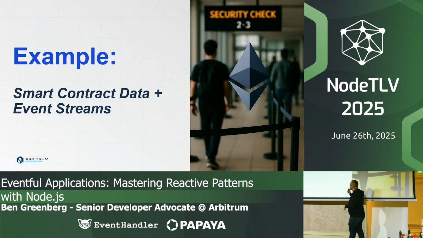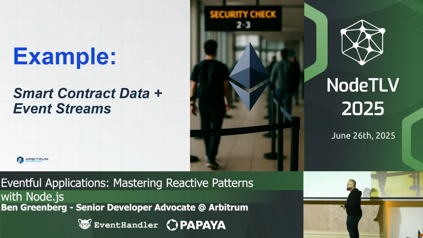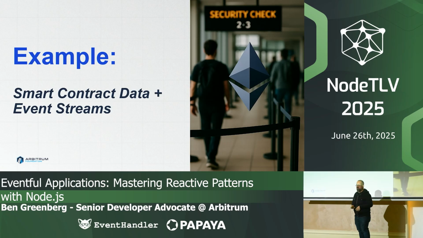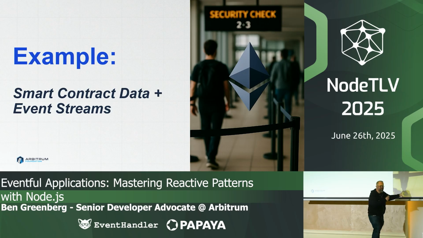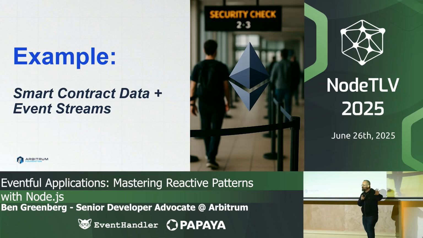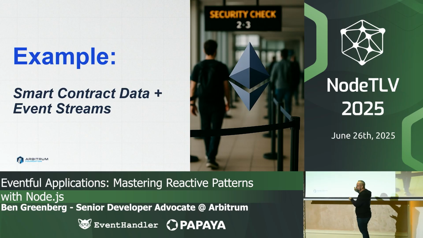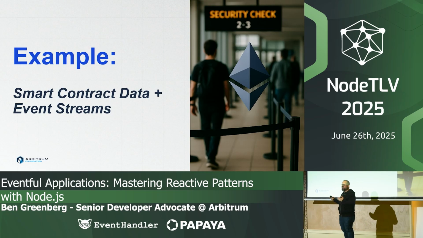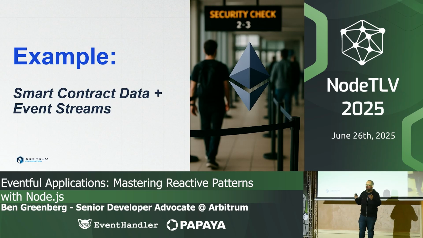Another example, let's say you're dealing with smart contract data and you want to stream that into your Node.js application. So the example here is another data source, showing you that it really doesn't matter what the data source is. Some of your most common examples will be databases, but it could also be overly complicated databases that are cryptographically signed. It could be any kind of database. It doesn't matter where your data source is coming from.